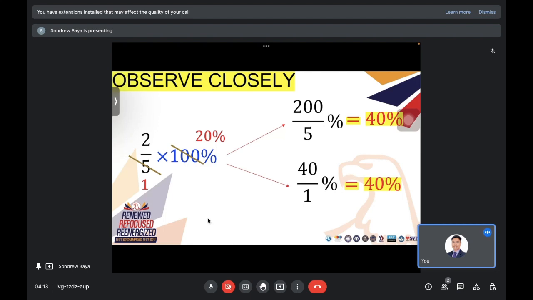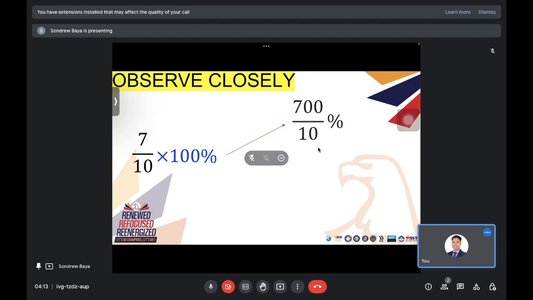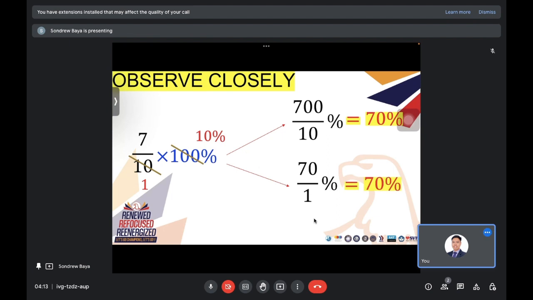Let's have more examples. 7 over 10, remember? Just multiply by 100%. First way, we can just multiply 7 by 100 and then later we simplify it by the denominator 10, which in this case will just be 70%. Or, second method, you can divide first or simplify first if you want to. So 100 with 10, we can actually simplify it. And that's when we multiply after. So we have 70 over 1, which will give us still 70%. See? The answers are just the same.